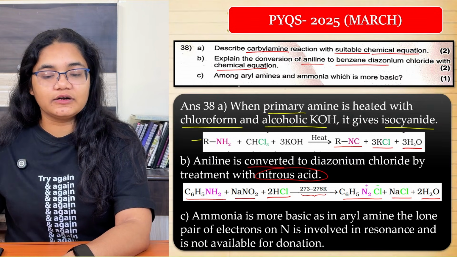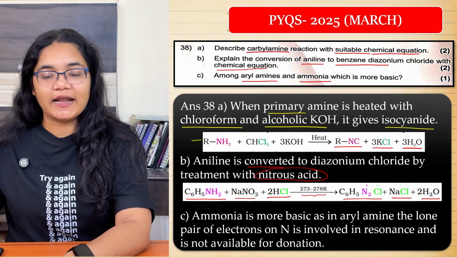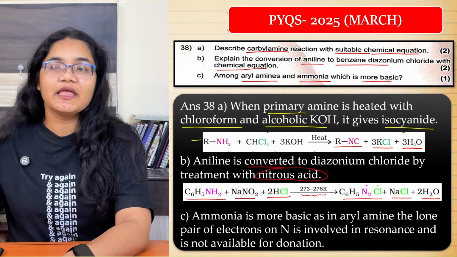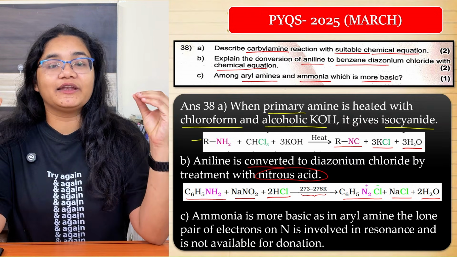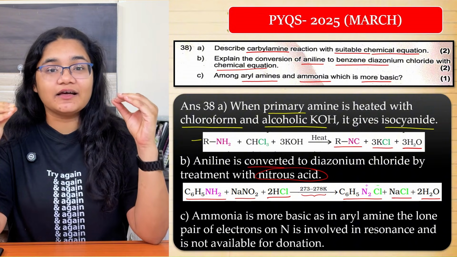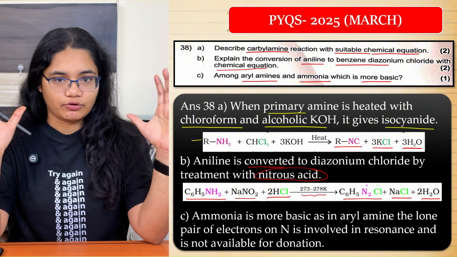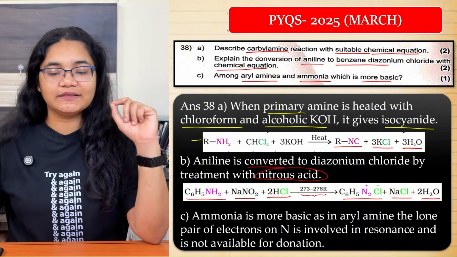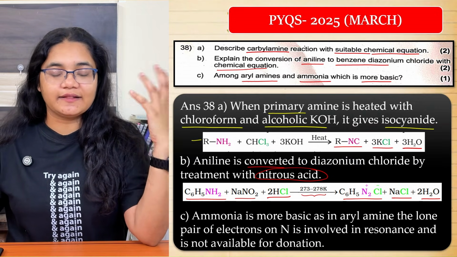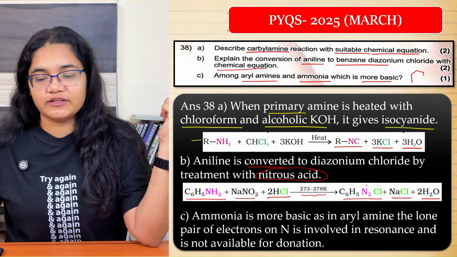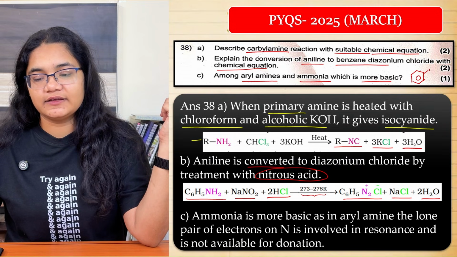Now coming to the third question, among aryl amines and ammonia, which is more basic? Now see, what do you mean by the property of basicity? Basicity is the ability to donate electrons, right? Now what happens in case of aryl amine? We'll take the example of aniline. If you see the structure of aniline, it is like this.